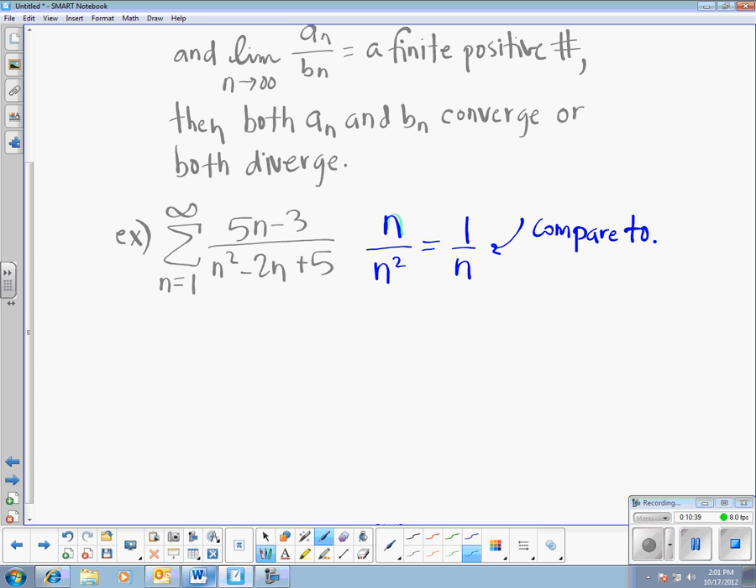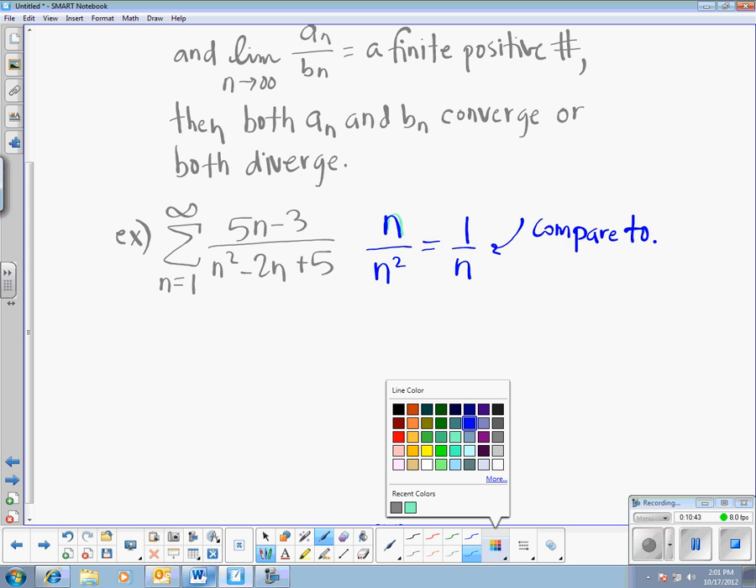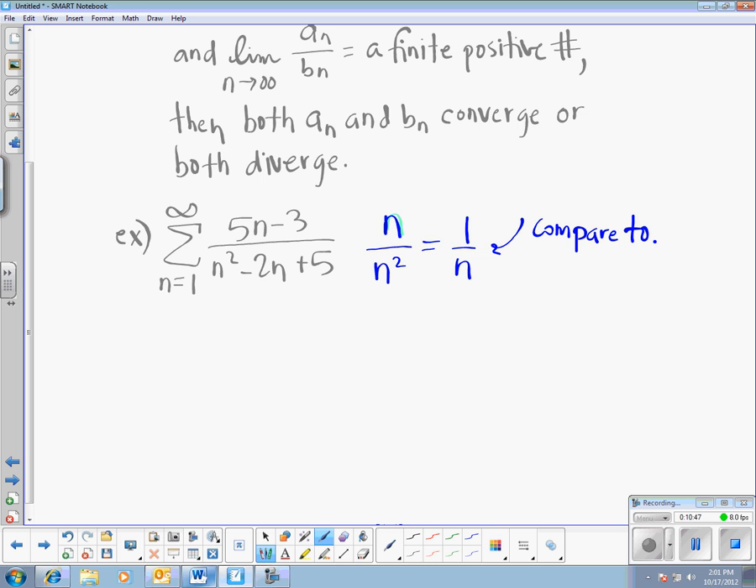So if you're going to compare to it, you need to know about it. So hopefully you're thinking, what does 1 over n do? I'll give you a second to think about it. And it diverges. It's the harmonic series, which we've talked about. It's a p-series with p equal to 1. That's the cutoff point. So this diverges.